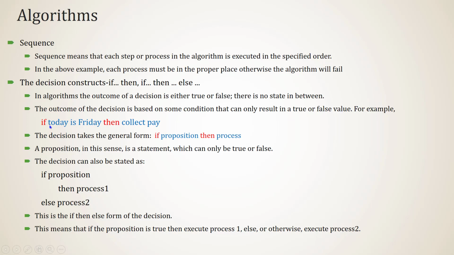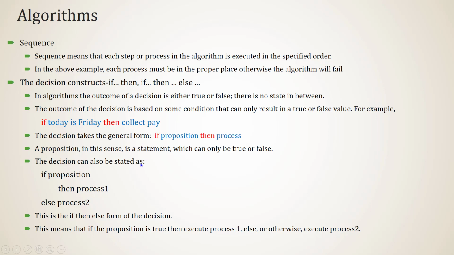For example, if today is Friday, then collect pay. The decision takes the general form: if followed by a proposition, then process. A proposition in this sense is a statement which can only be true or false. If today is Friday, we will think whether today is Friday. So it may be either true or false. In a week it will be true only once. Then I have to go and collect the pay. The statement only says if it is Friday, collect the pay. If it is not Friday, it is not saying anything. That means if it is not Friday, no need to do anything.